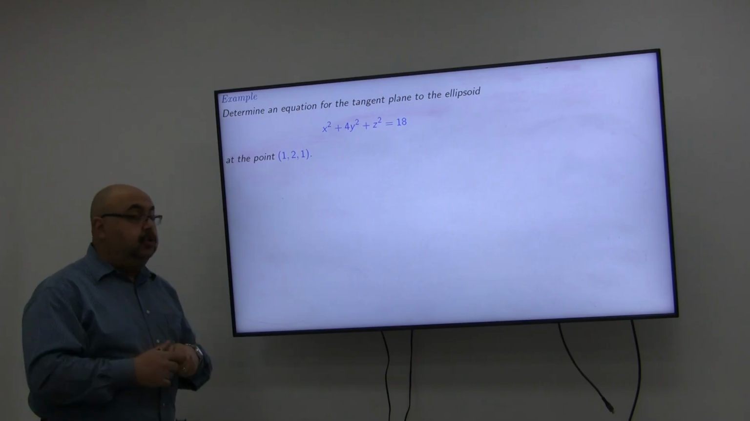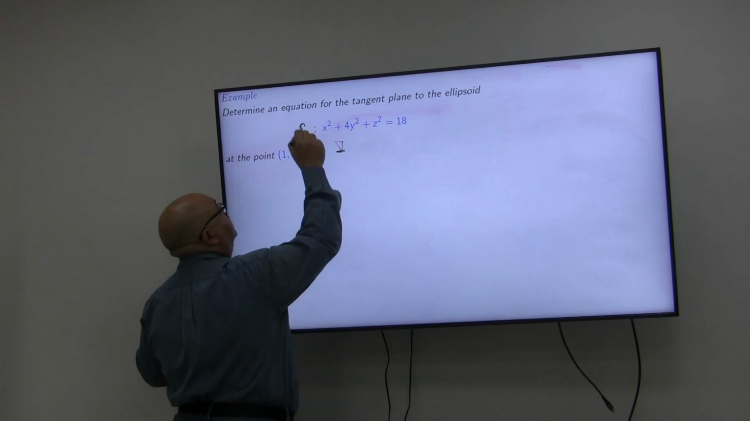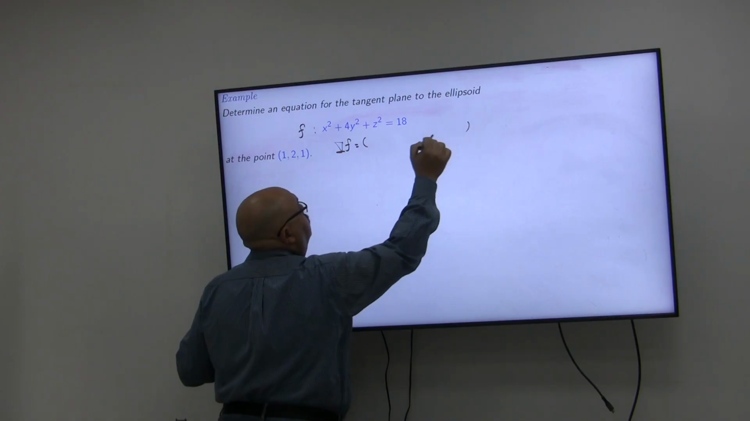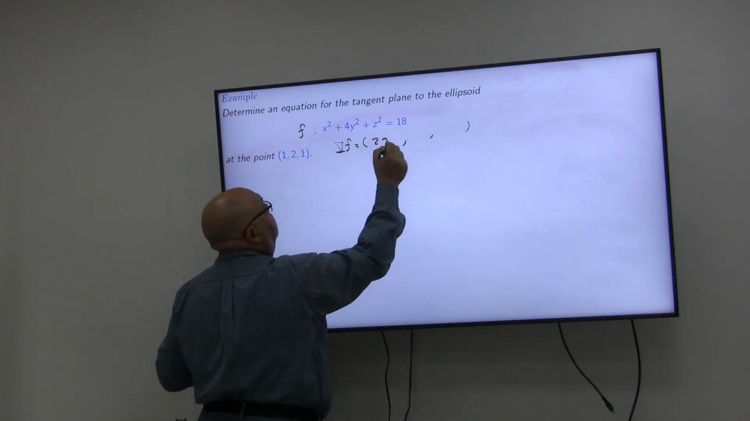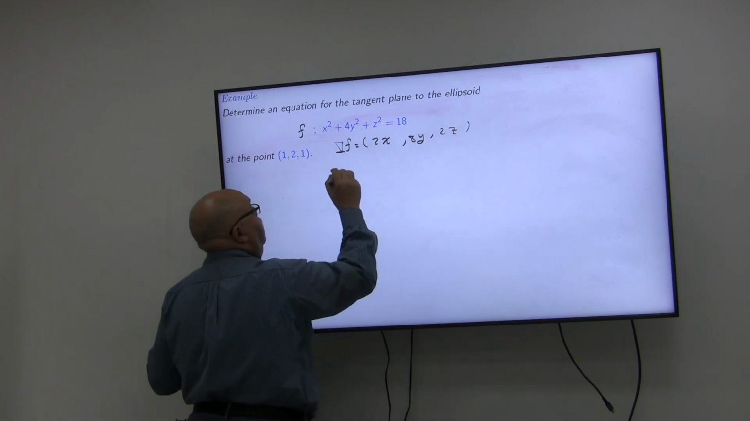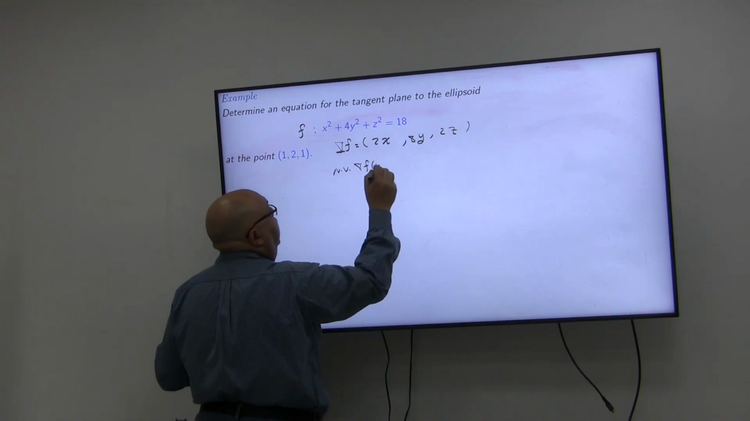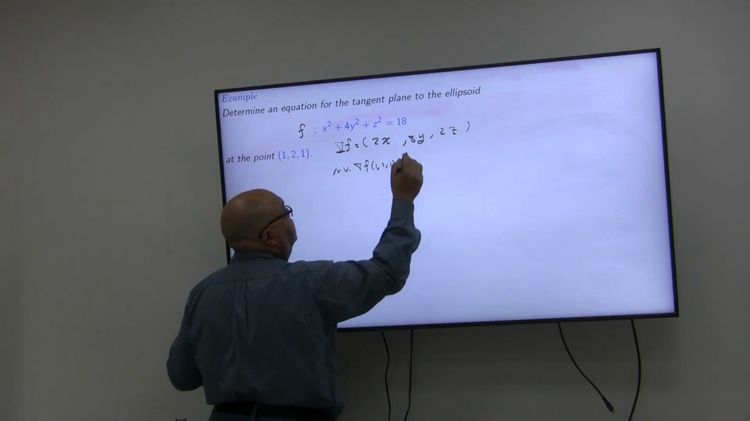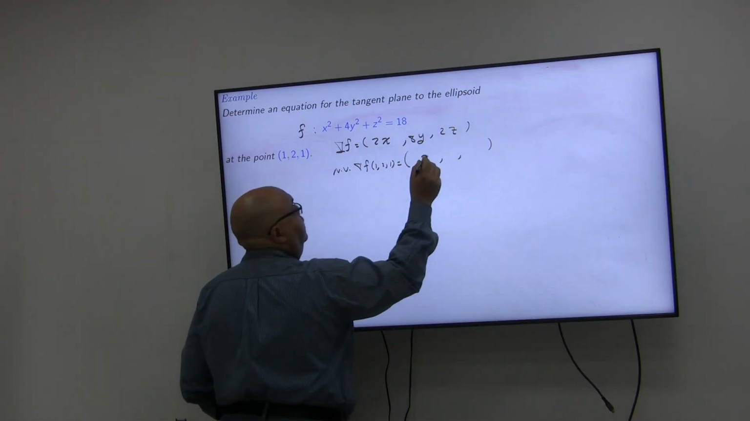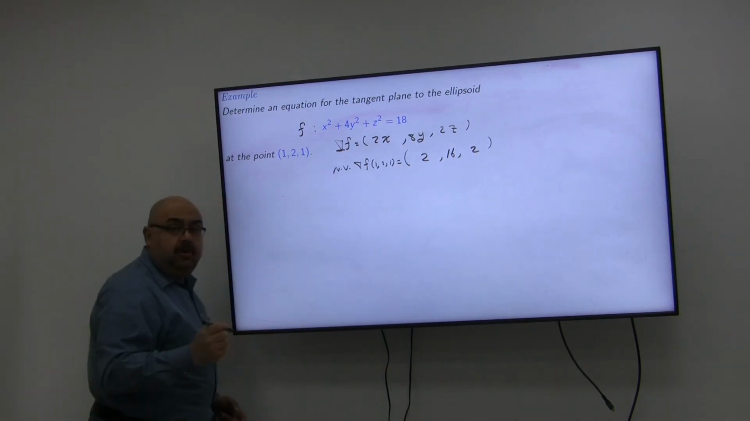So if I were in your shoes, all I have to do is to get the gradient vector of this function. The gradient vector of F is simply going to be, see how easy it is, 2x, 8y, and 2z. The normal vector, which is the value of the gradient vector at (1, 2, 1), is really very simple. All I have to do is to substitute by (1, 2, 1), which is going to be 2, then 16, then 2, as you can see. That's the normal vector.